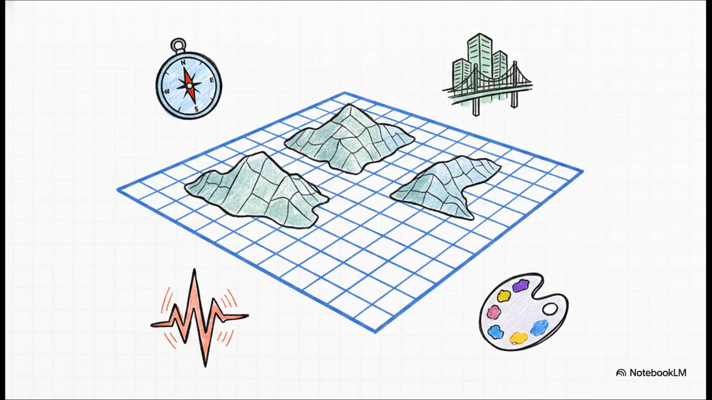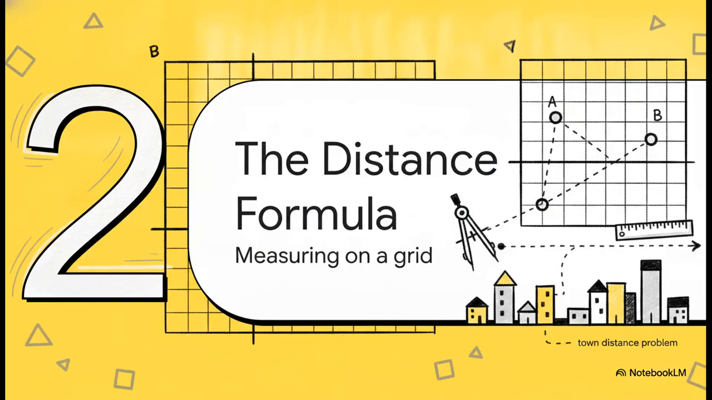You know, we often think of algebra and geometry as completely different subjects, almost like they live in separate worlds. But treating our physical reality as a measurable grid absolutely bridges that gap. It powers the foundational math behind a huge array of real-world applications, from everyday navigation systems and structural engineering to locating the epicenter of earthquakes in seismology and even generating digital art. It's everywhere. Which brings us right to Section 2, the distance formula, measuring on a grid.